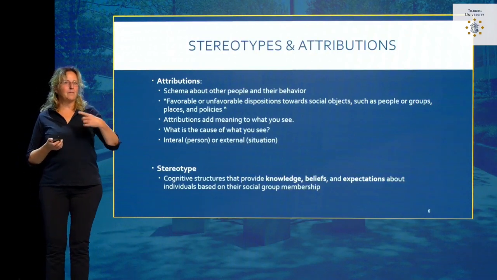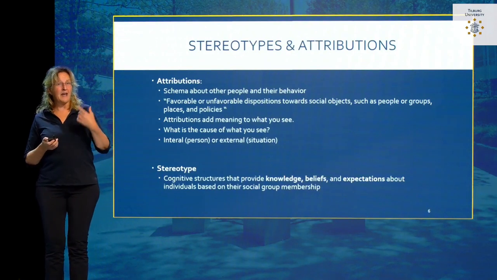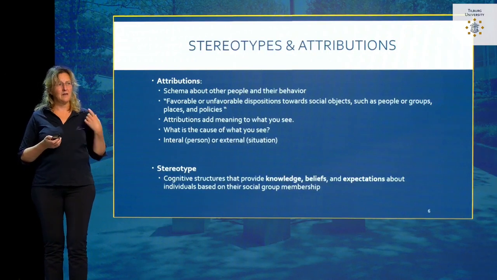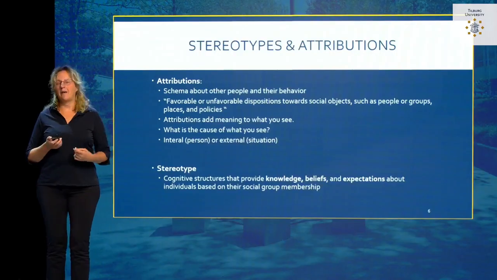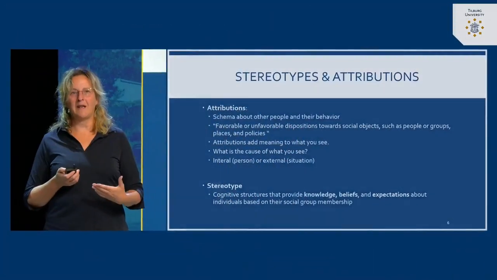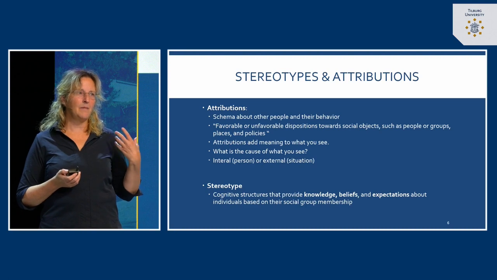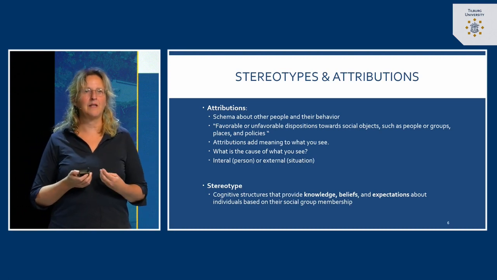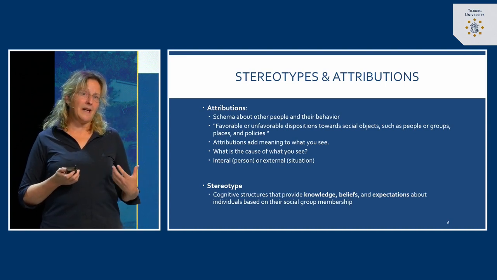So your mind already starts to make all these assumptions about the behavior of this person and also the intentions of this person. So in your mind, you already think, this might be a shoplifter. And you don't know anything. This person hasn't done anything yet. But your mind makes you aware that there might be a threat, might be dangerous. So attributions, this is an example of a negative one.